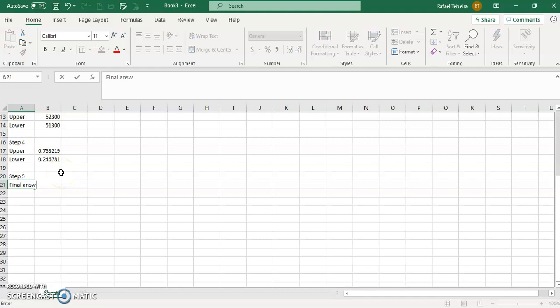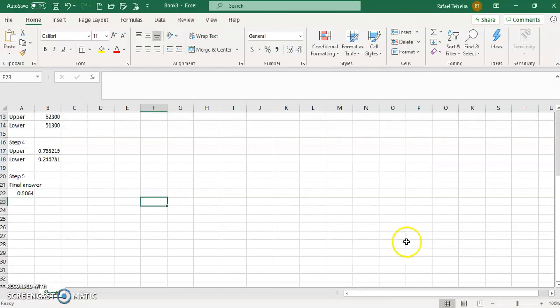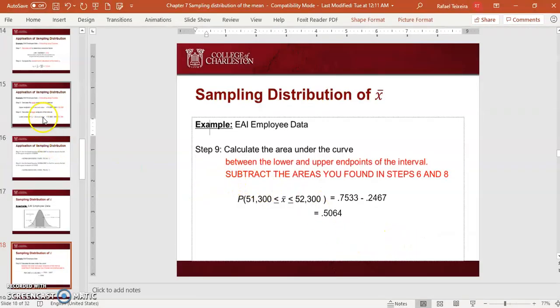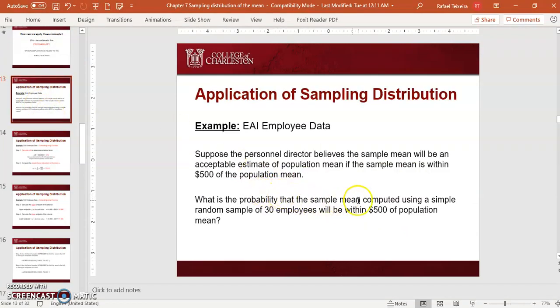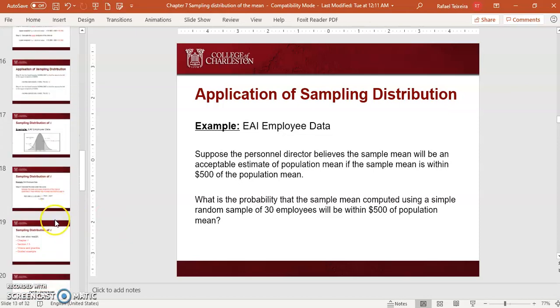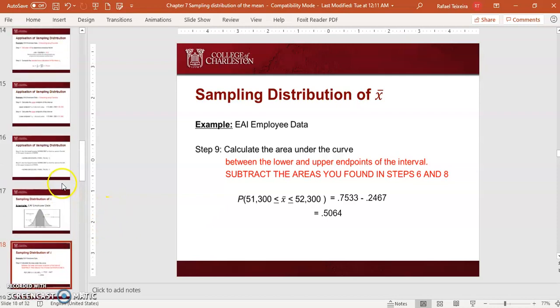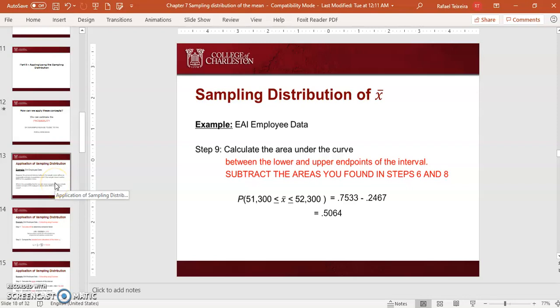Now finally, step 5, the final answer is equal to this upper minus the lower, which is 0.5064. Okay, so this is the answer, the probability. The final answer is that the probability that the sample mean computed using a simple random sample of 30 employees will be within 500 of the population mean is 0.5064. So this is how you solve this problem and use the concepts of sampling distribution to get information about the population mean.